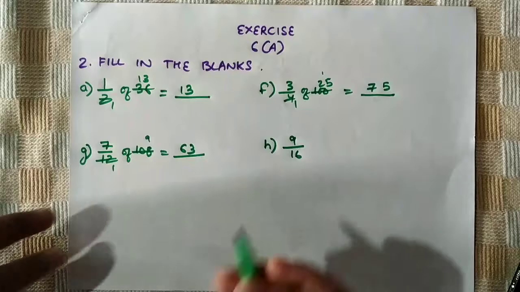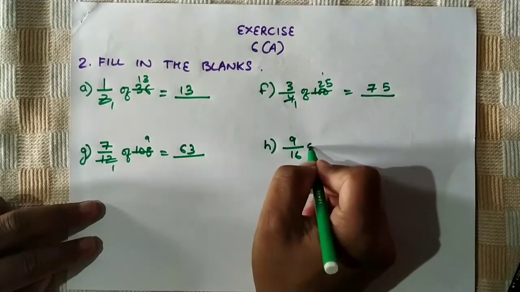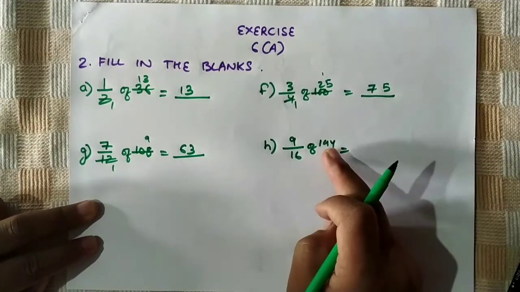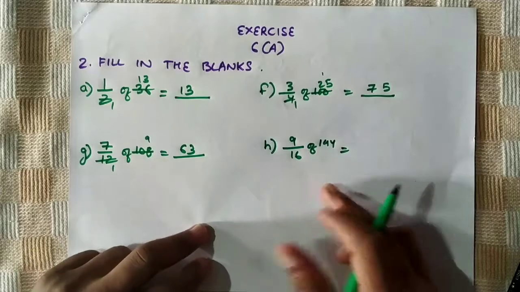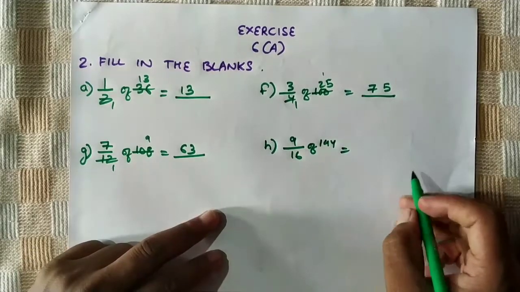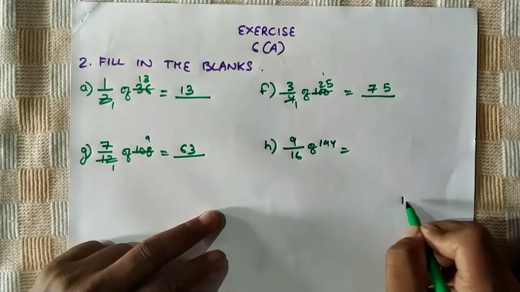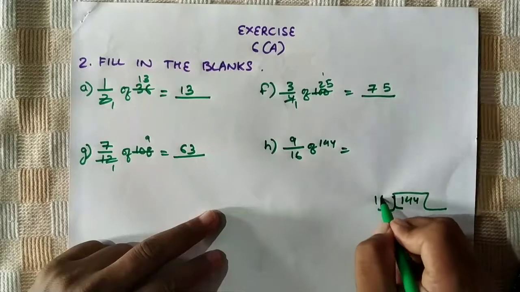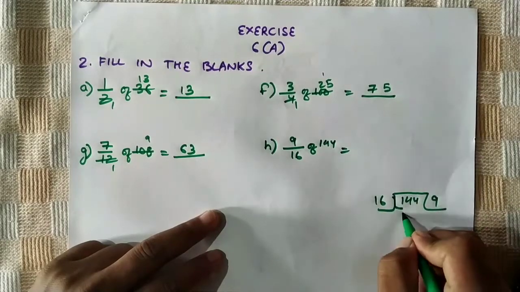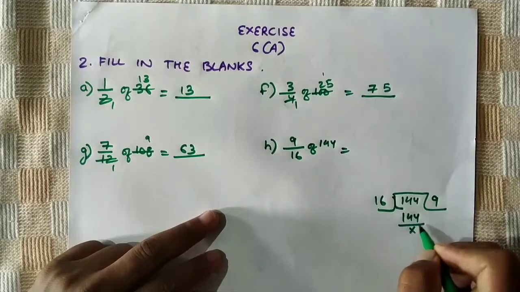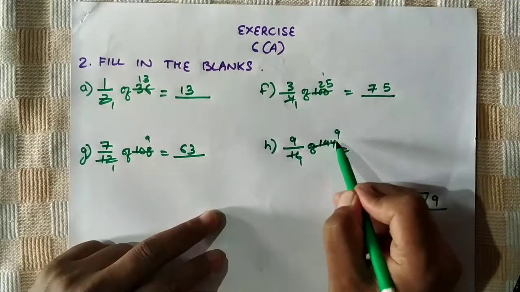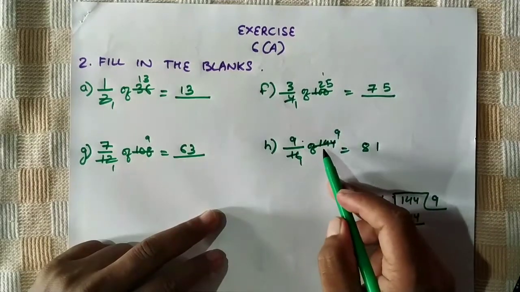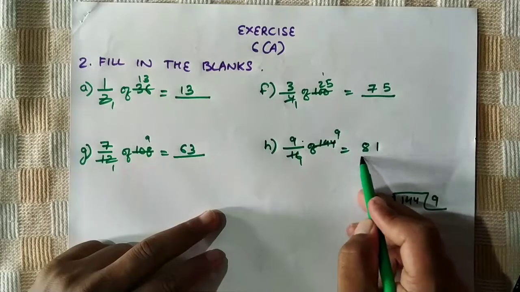And let's take the last one, that is H. 9 by 16 of 144. Now we'll have to divide 144 by 16. Like for example, I'll do it over here. 16 9s is 144. Okay, and 16 9s is 144 and 9 9s is 81. So 9 by 16 of 144 is 81.